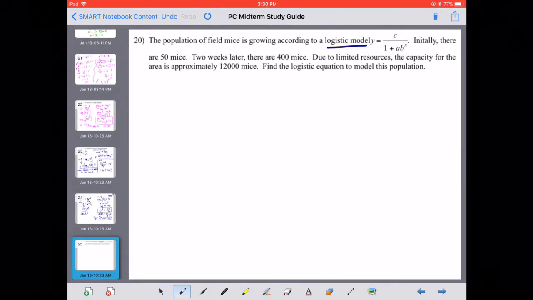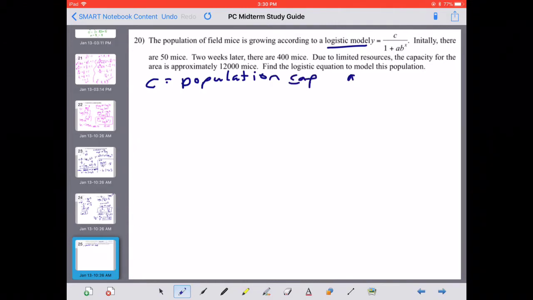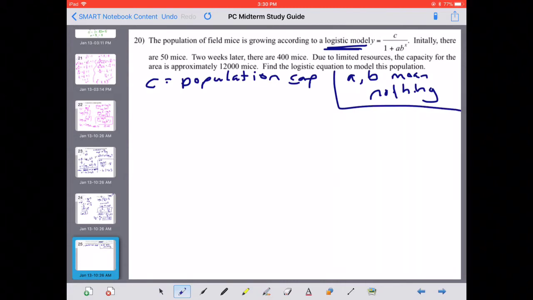Remember where we said C is our population cap, but here A and B mean nothing. On Tuesday, we'll talk about exponential growth and exponential decay, where A and B actually do have a meaning from our story problem. But here, because we are talking about logistic growth, A and B mean nothing. We have to do a little bit more work to find A and B than just pulling it out of the story. But C we can pull right out of the story.